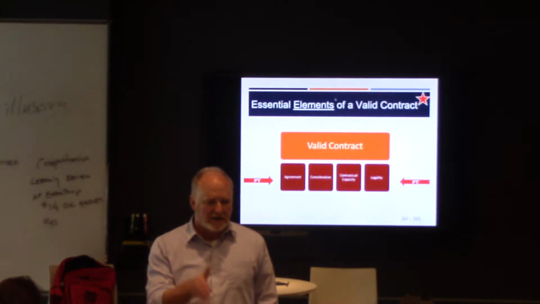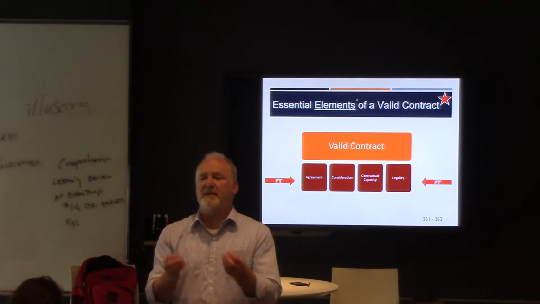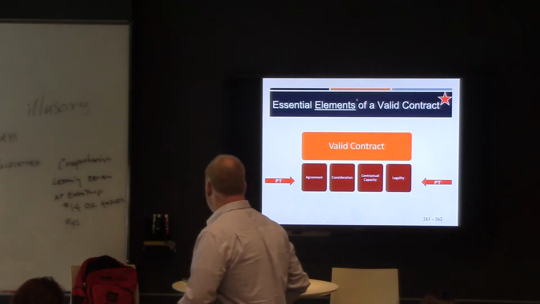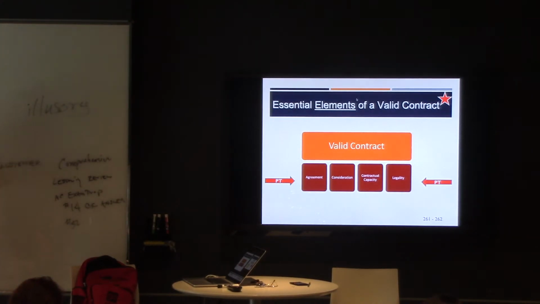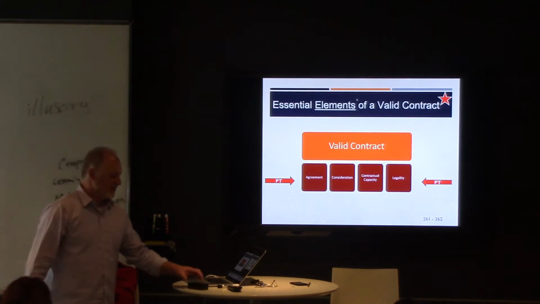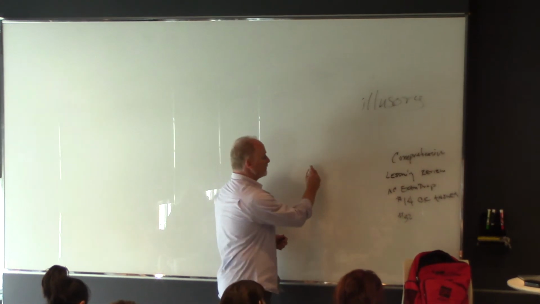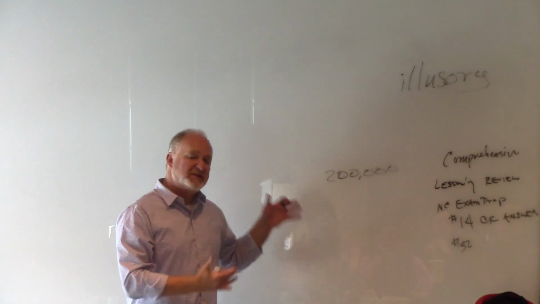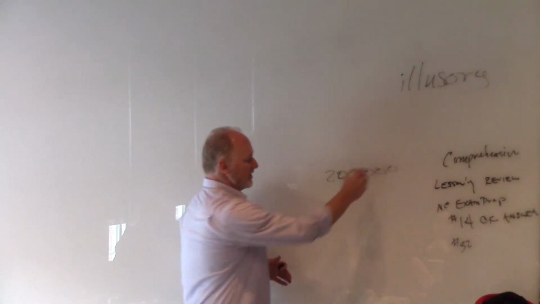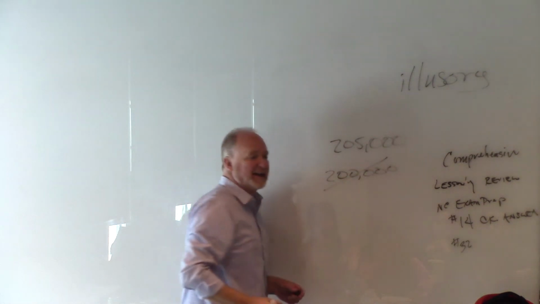Now, let's talk about acceptance. Acceptance should be unconditional acceptance. In other words, the offer was clearly defined, the acceptance was unconditional. I made an offer, you unconditionally accepted it. What do we call this? When you make me an offer of $200,000, I say, no, I'm not going to accept $200,000, but I would accept $205,000. What do we call that? We call that a counter offer.